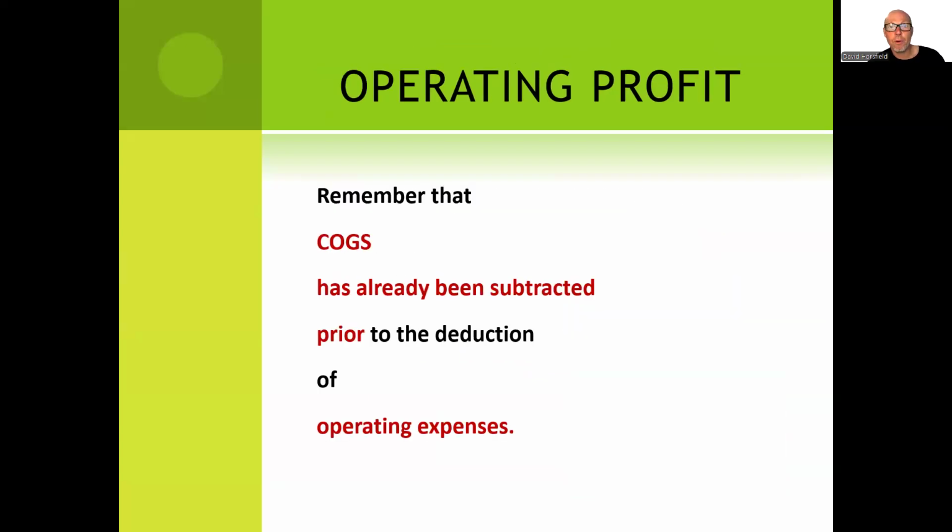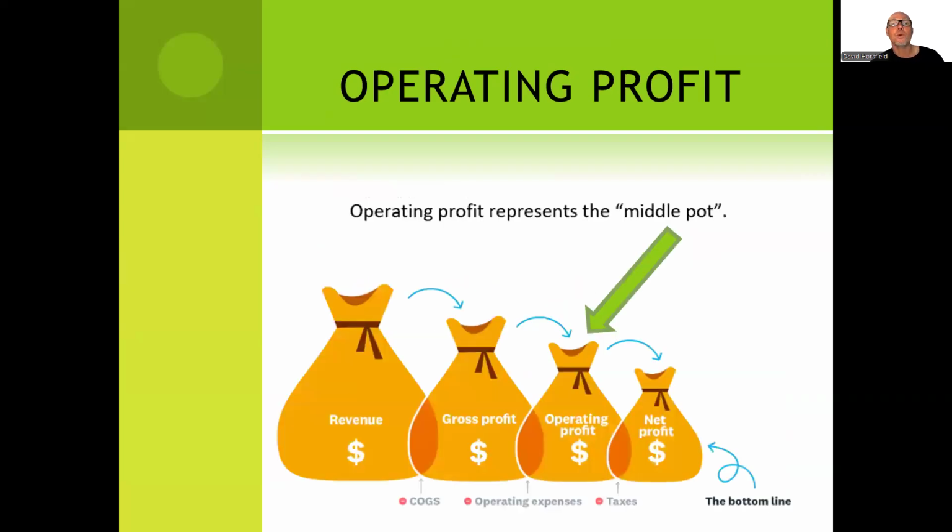So, operating profit. Now, remember that the cost of goods sold was already subtracted from revenue into that first money bag of gross profit. And then from there, we took away all our operating expenses to end up here in operating profit. Operating profit is the middle pot, the middle bag, with revenue, of course, on the left.